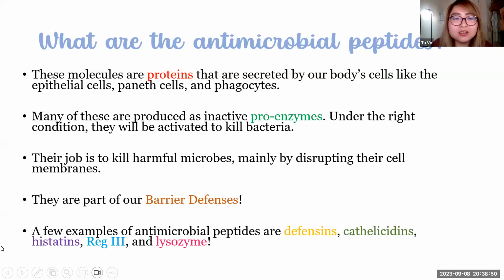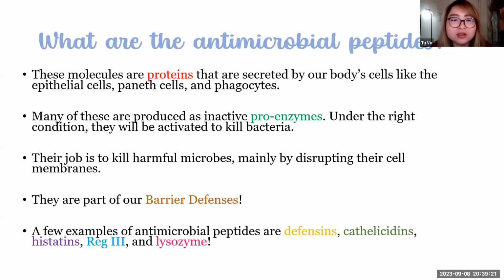And so these molecules are basically tiny proteins that are secreted in our body cells, like the epithelial cells, the cells that line our body surface, like the skin, the mouth, and the gut. The Paneth cells are found in our intestinal crypts, which is like the little dip in the intestinal villi, and phagocytes, the big eaters of our immune system. And many of these are produced as inactive proenzyme.